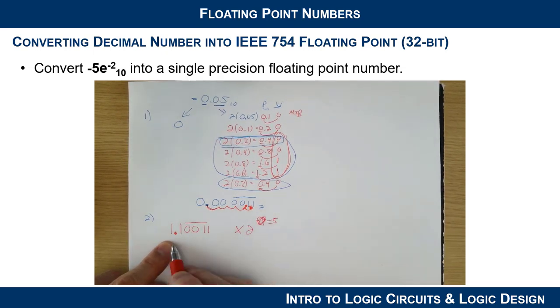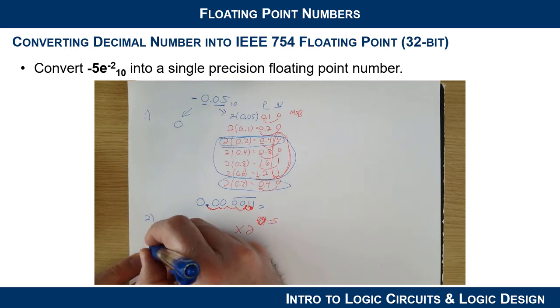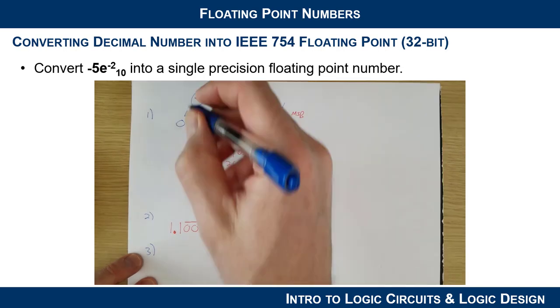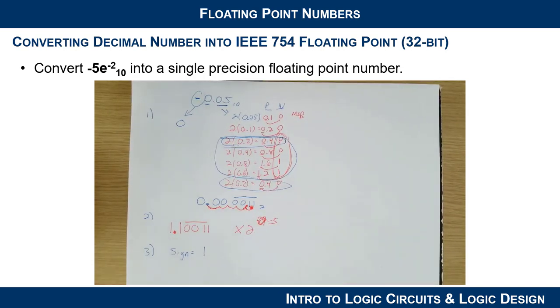So this actually converts into 1.1, 0011, where the 0011 is repeating, and we go to the negative 5. Okay, so we did it. That is scientific notation of the number. All right, so now let's go to step 3, which is the easy step: what's the sign bit? Well, it's negative, so the sign is equal to a 1, meaning that's a negative number.